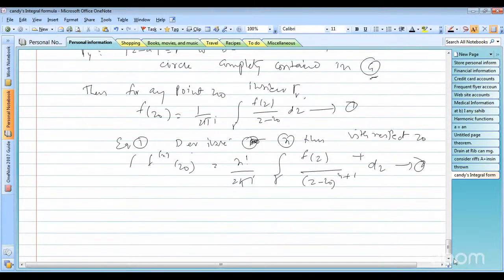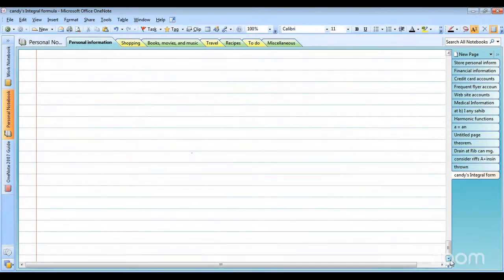So therefore, we prove equation 2 by induction. By the hypothesis on equation 2, we put n is equal to 0. We get the formula. What is the formula? The Cauchy integral formula, 1 by 2 pi i, integration over gamma of f of z by z minus z naught dz. So we get the formula.